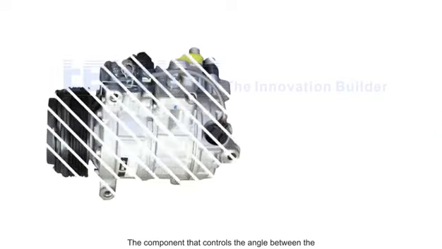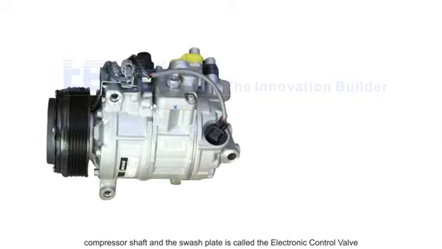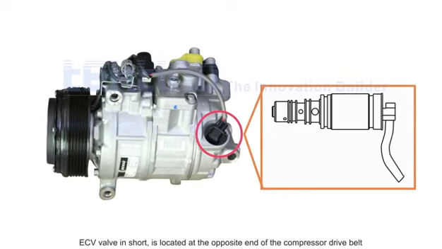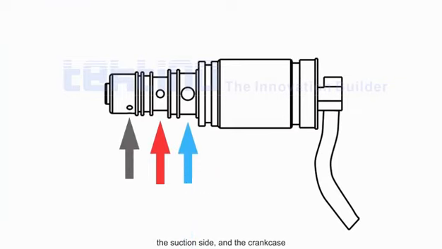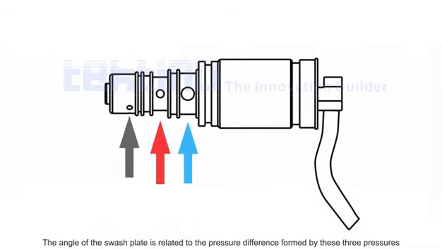The component that controls the angle between the compressor shaft and the swash plate is called the electronic control valve, ECV valve for short, and is located at the opposite end of the compressor drive belt. The ECV valve spool has 3 orifices, which are respectively connected to the compressor discharge side, the suction side, and the crankcase. The angle of the swash plate is related to the pressure difference formed by these 3 pressures.